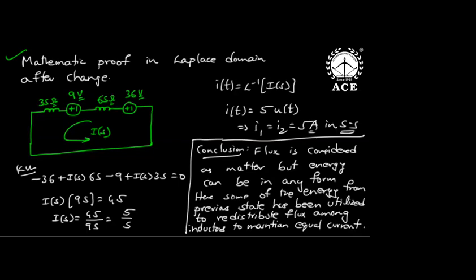So flux is considered as matter, but energy can be in any form. Here some of the energy from the previous state has been utilized to redistribute the flux among inductors to maintain equal constant current. And that is wonderful.